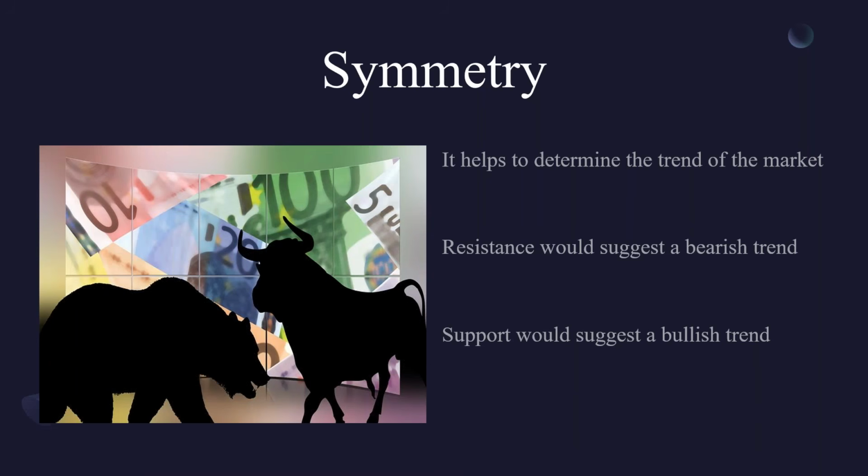As far as symmetry is concerned, it helps to determine the trend of the market. Resistance would suggest a bearish trend. If you're looking at low to high from the more recent low, you are looking at symmetrical resistance. Support is when we go high to low to the more recent high. That is a bullish trend. So we're looking for resistance in a bearish trend, support in a bullish trend.